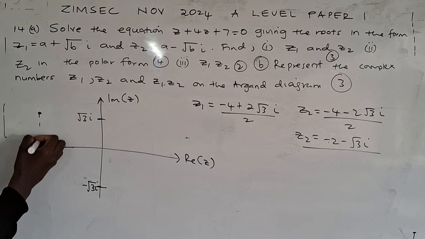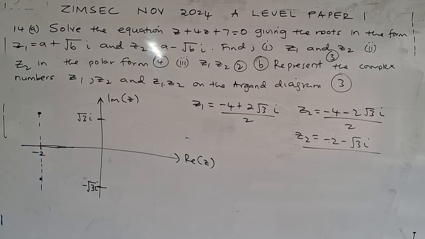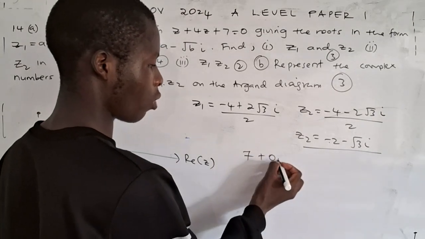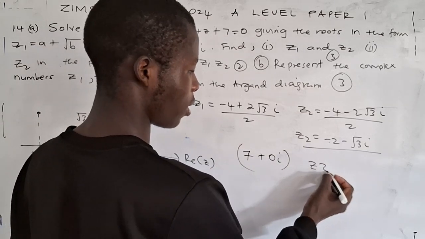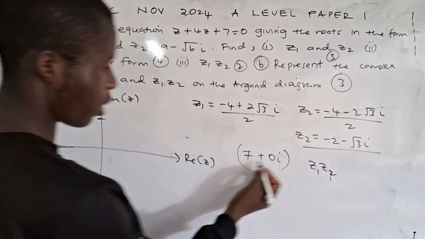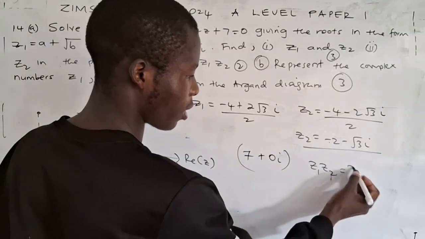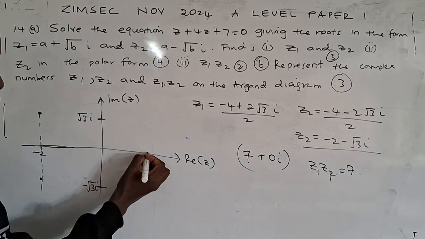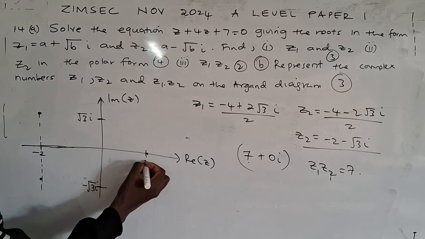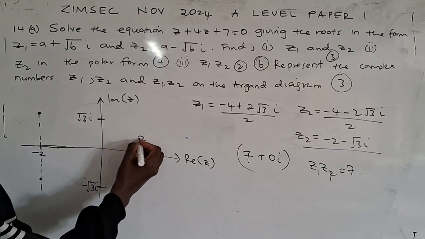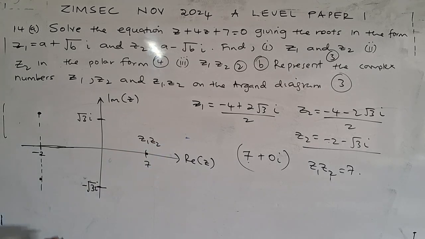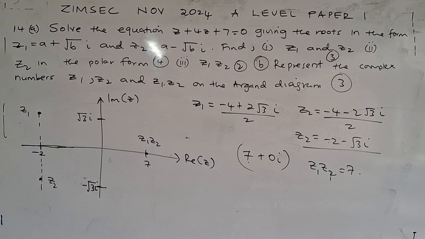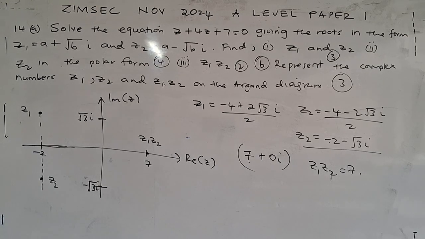Okay, so this one should be in a straight line. Why? Because it's the conjugate. Then 7, now see, it's 7 plus 0i. The product, now this is Z1, Z2. The answer is Z1, Z2, the answer is 7. Which means 7 is the real part now, and the imaginary part is 0. So you have to mark it. So I'm going to call this 7. So this is Z1 Z2. And this is Z1. This is the final answer.